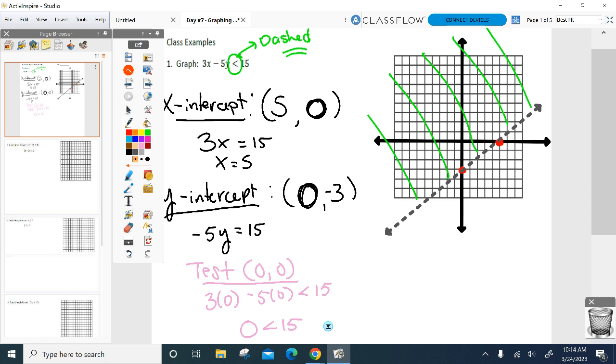Yay, we get the color. Yay. So relaxing. Questions?